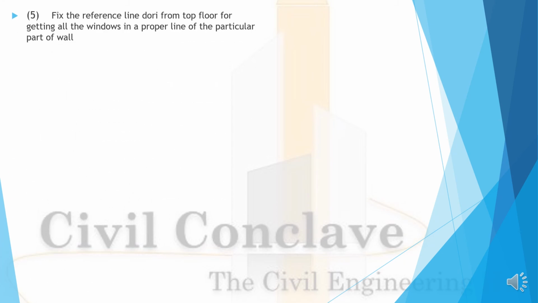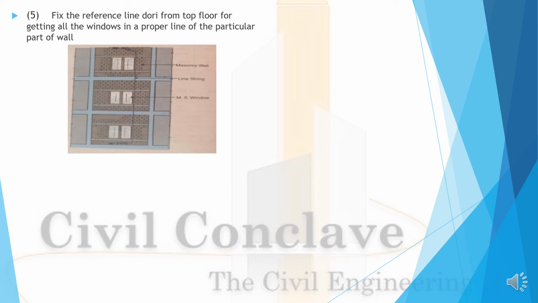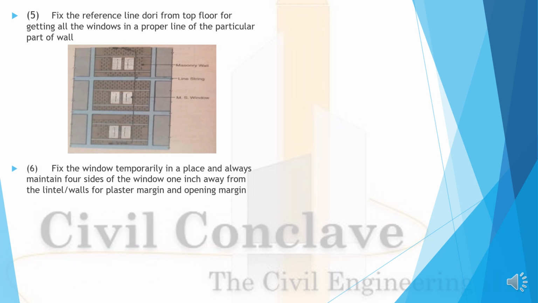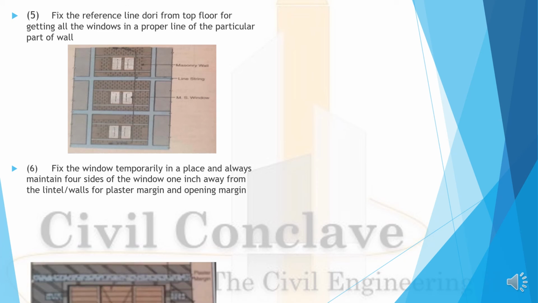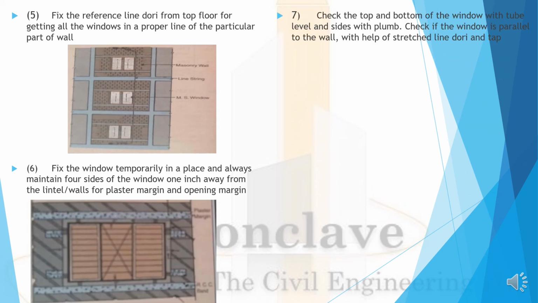Fix the reference line dori from the top floor to get all windows in a proper line along the particular wall. Here you can see these images showing all these things in a correct line. Fix the window temporarily in place and always maintain clearance on four sides of the window: one each from the lintel, walls, plaster margin and opening margin. See, this is the methodology of doing that.